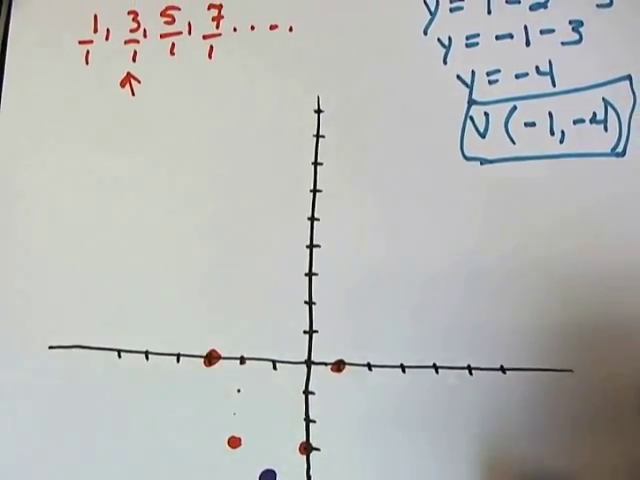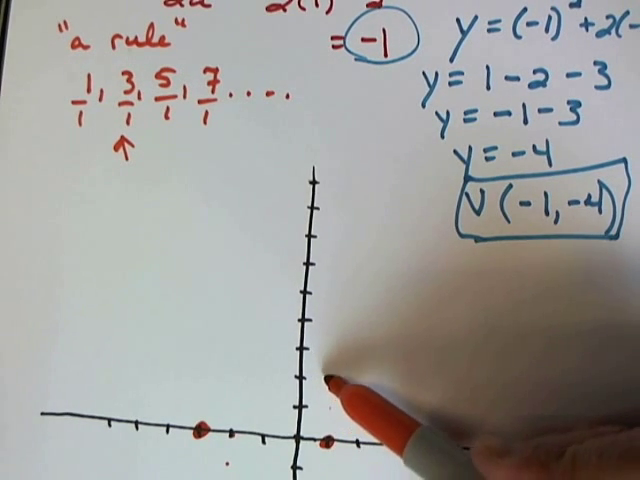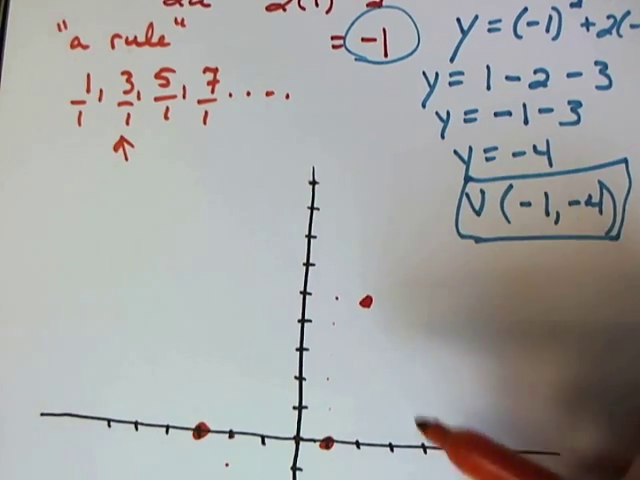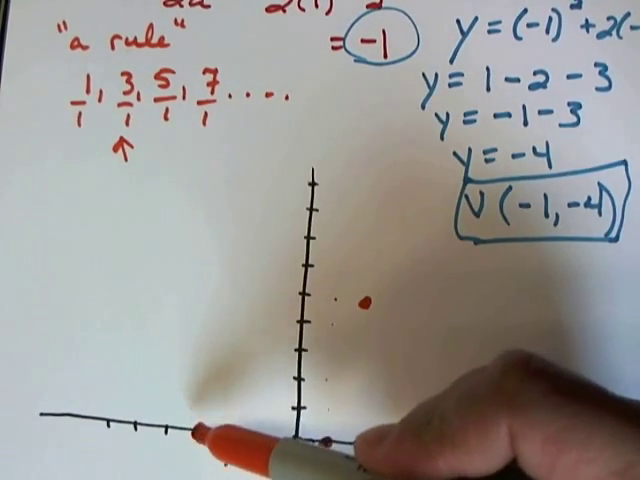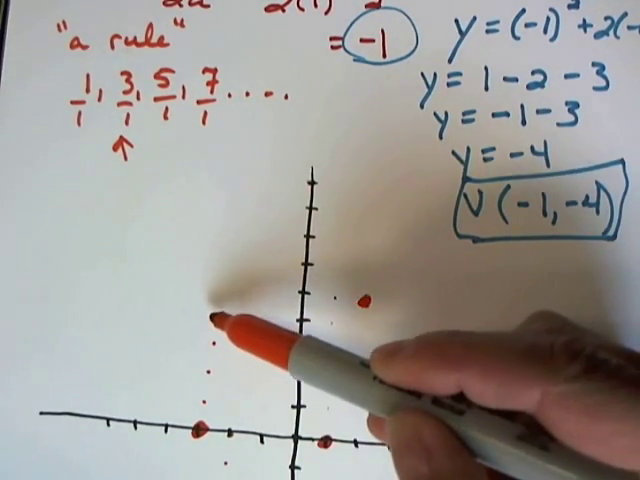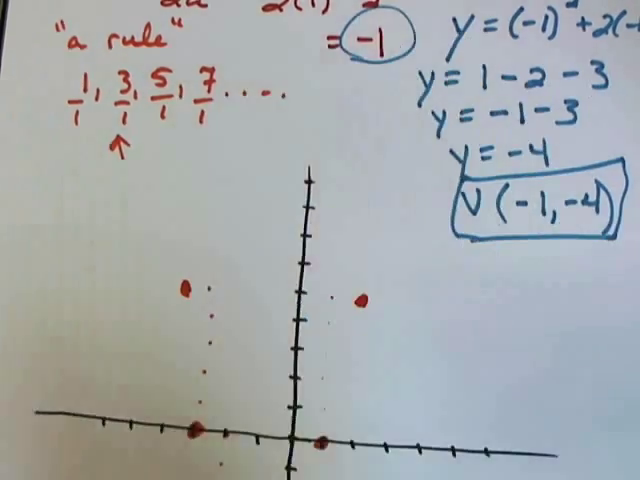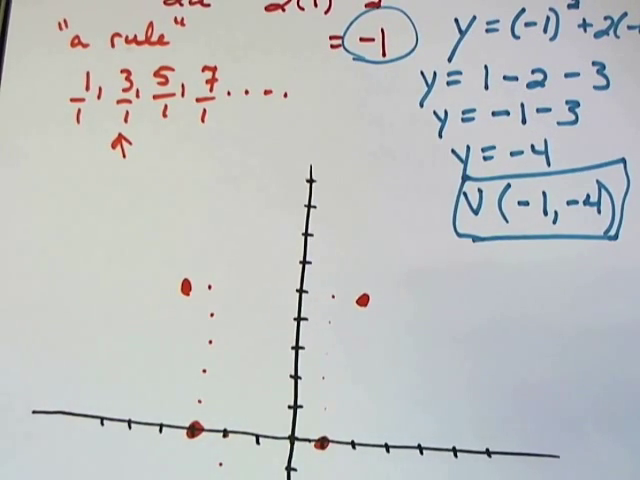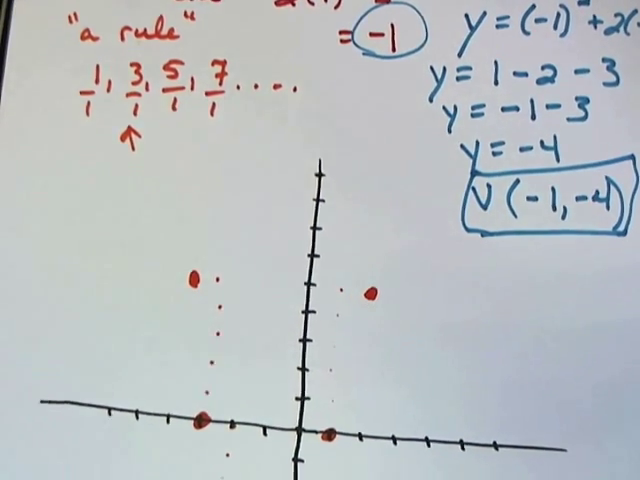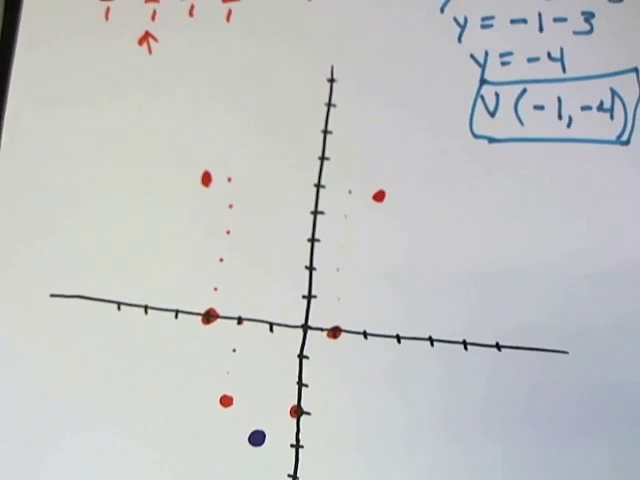Now I'm going to continue on. My next slope is the 5, so from this new point, I'm going to go up 1, 2, 3, 4, 5, and over 1. Same thing on this other side. Go up 1, 2, 3, 4, 5, and over 1. I think that's enough because if I go up 7, my next one, I'm going to go off the top of my chart. As you can tell, they rise relatively quickly because of the squares.